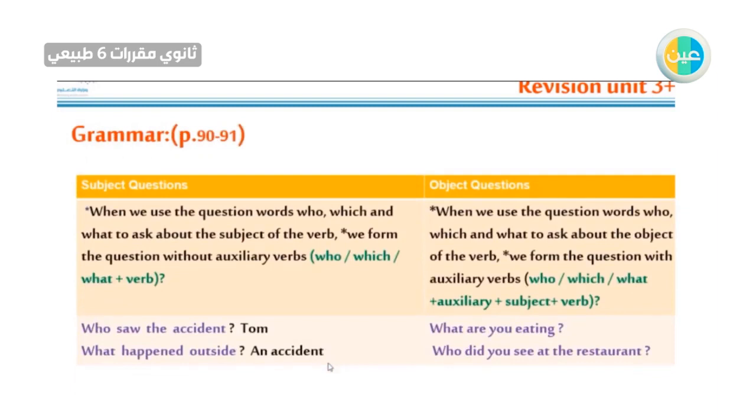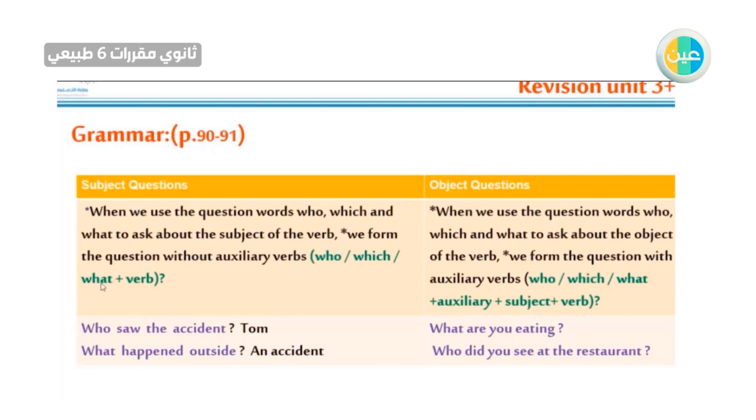Okay, another rule you have to cover here and be familiar with is the subject question and object question. It is so easy and you know them very well, but here we are revising. So with the subject question, you are asking about the subject. The answer is the subject. When we use the question words who, which, and what to ask about the subject of the verb, we form the question without an auxiliary verb. So easy forming, okay? No auxiliary verb.